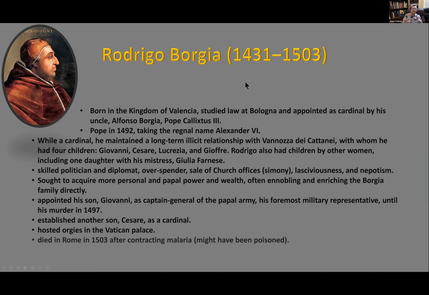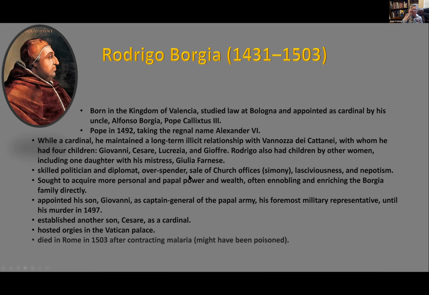So let's look a little bit at the influence of these figures. Rodrigo Borgia was born in 1431 in the Kingdom of Valencia in Spain, studied law at Bologna, and then was appointed cardinal by his uncle Alfonso Borgia, who was known as Pope Calixtus III. He became Pope in 1492 and took the name of Alexander VI. While he was a cardinal, he maintained a long-term illicit relationship with Vanozza dei Cattanei, with whom he had 4 children, as I mentioned: Giovanni, the eldest, Cesare, Lucrezia, and Geoffrey. He also had children with other women, including one daughter with his mistress, Giulia Farnese. He was a skilled politician and diplomat, but he was also an overspender.